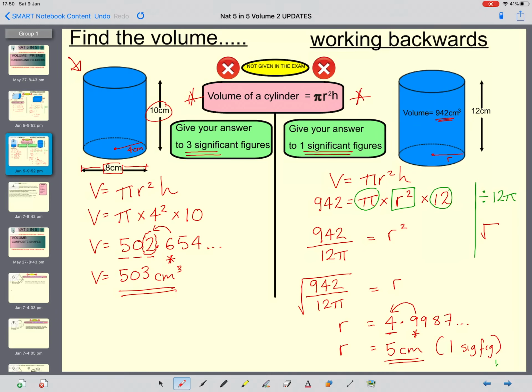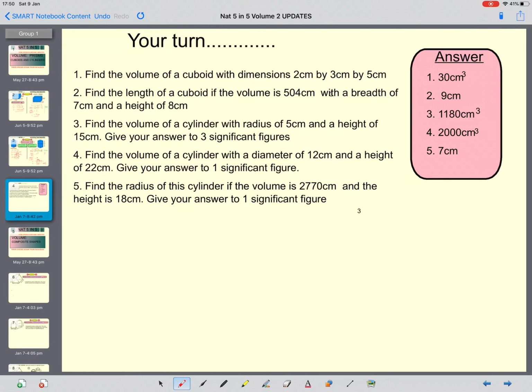Okay, hope all that made sense. I want you just to freeze your screen now. There is 5 questions here for you to try. I have also included the answers, but please do all of these and then just use the answers to check.